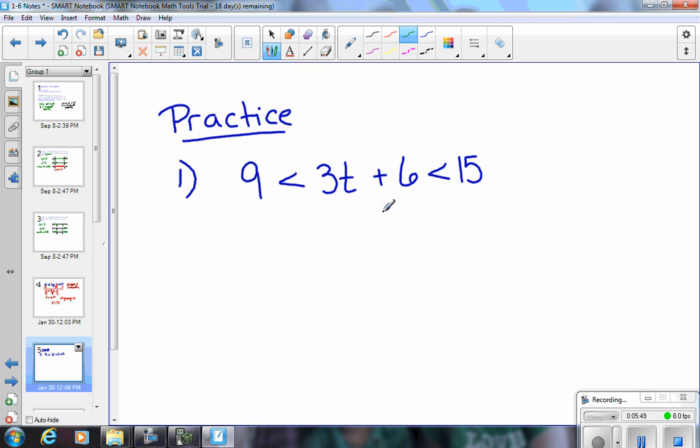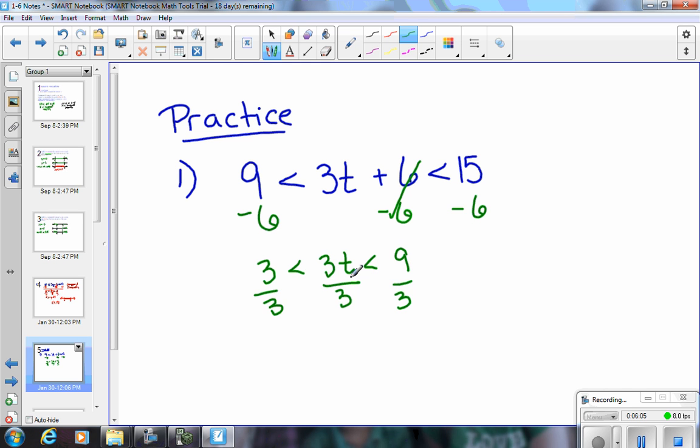Okay, so on this one, I'm going to subtract 6. We end up with 3 less than 3t less than 9. Now I'm going to divide each part by 3. So we get 1 less than t less than 3. Remember, that means my solution is in between 1 and 3, this time not including those endpoints.